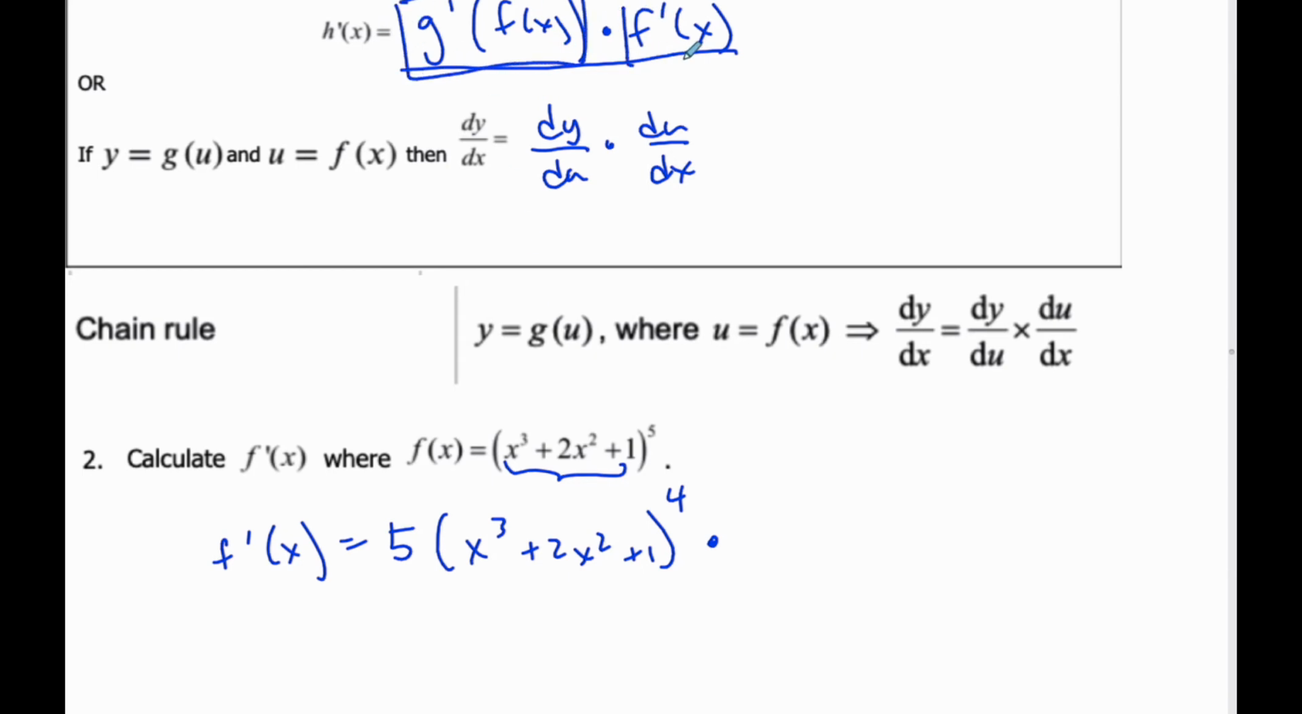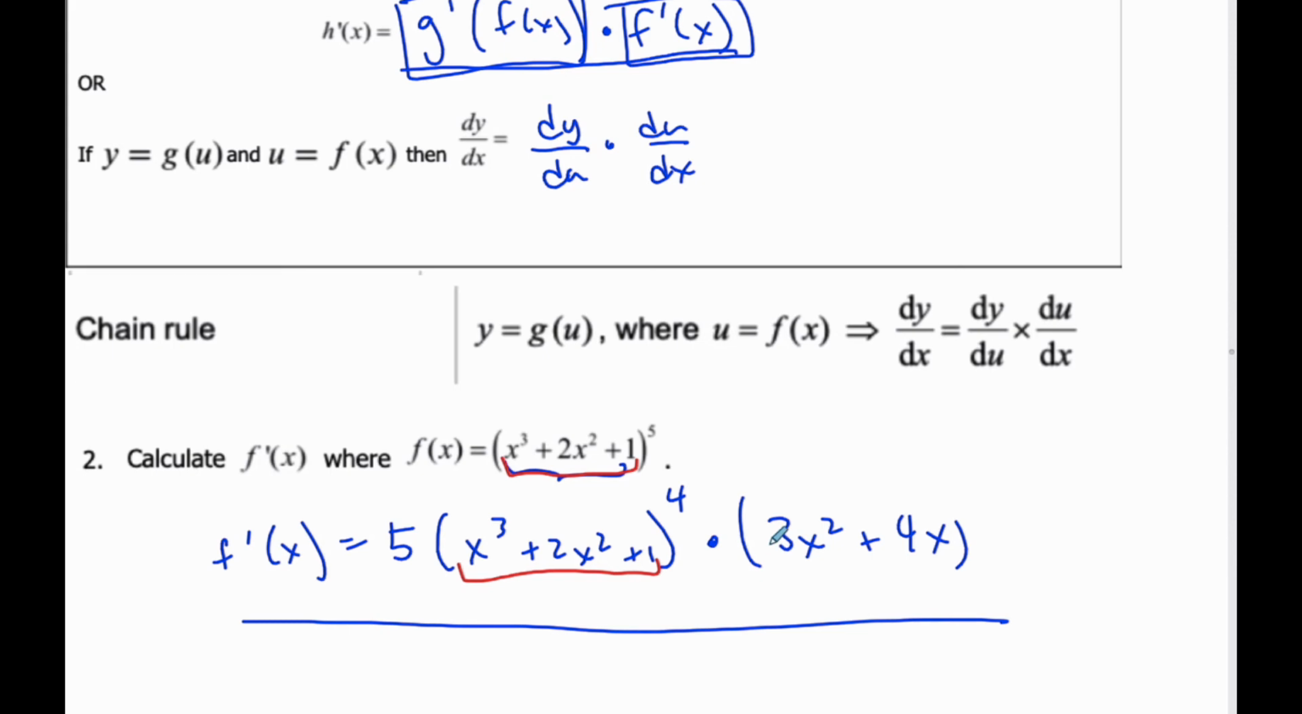Then I have to multiply it by the derivative of the inside. Here is the inside. And so I do the derivative of the inside, it's going to be 3x squared plus 4x plus 0. So this here is the derivative.